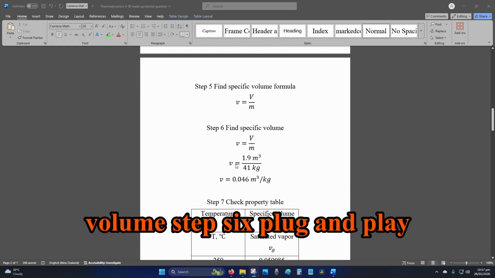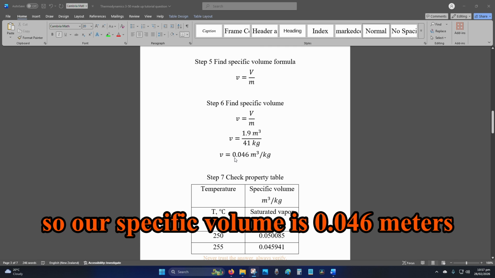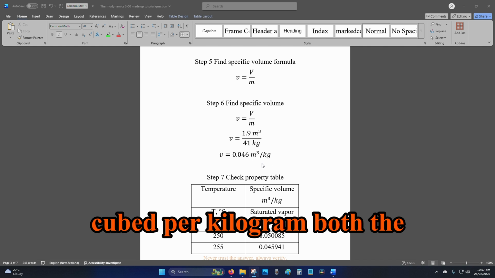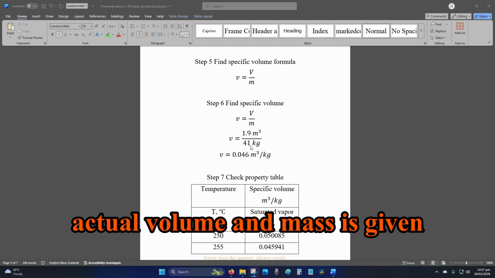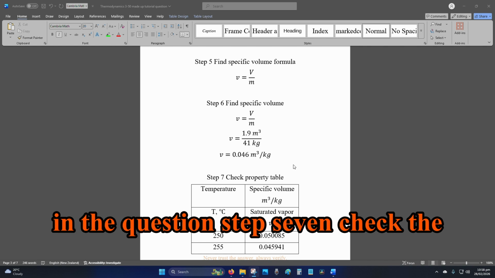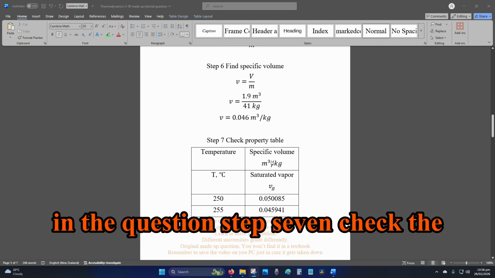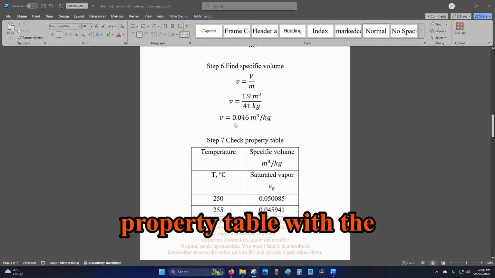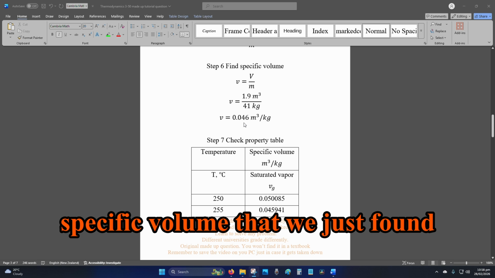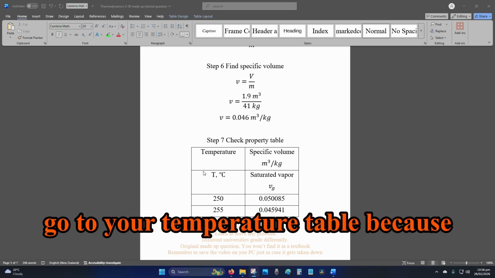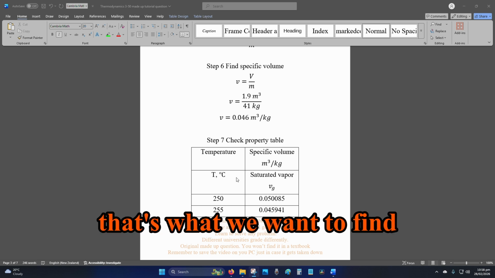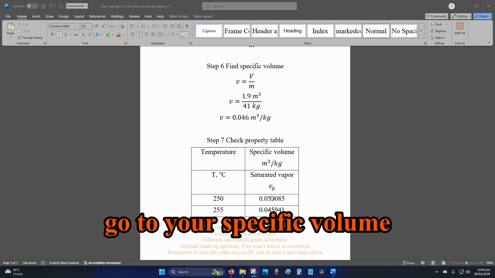Step 6, plug and play. So our specific volume is 0.046 meters cubed per kilogram. Both the actual volume and mass is given in the question. Step 7, check the property table with the specific volume that we just found. Go to your temperature table because that's what we want to find. Go to your specific volume.